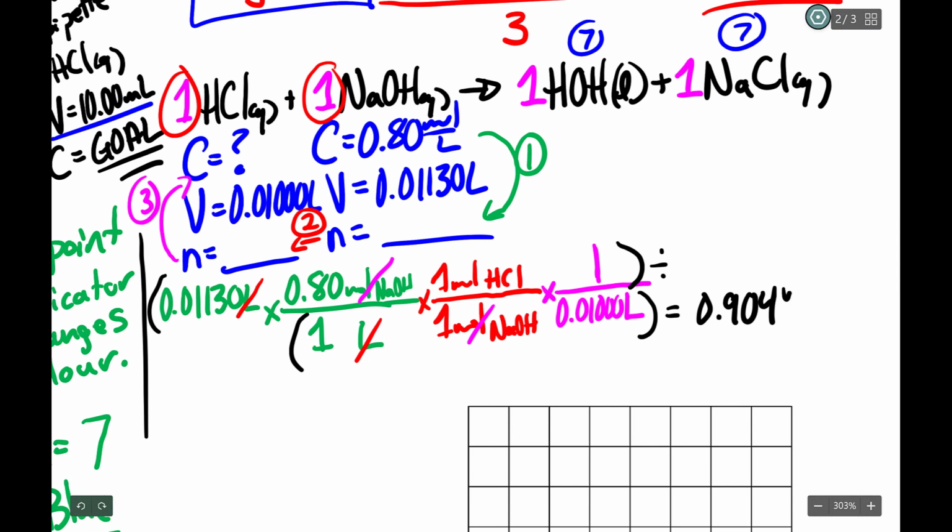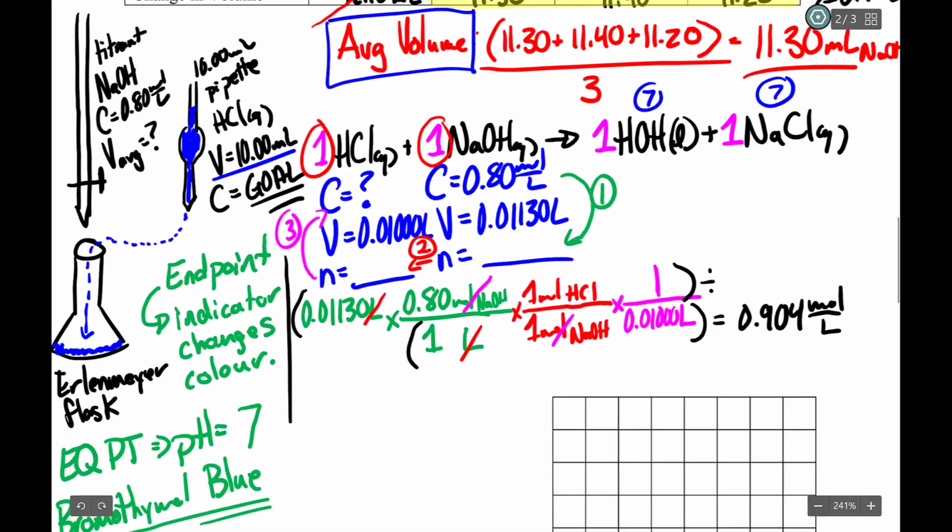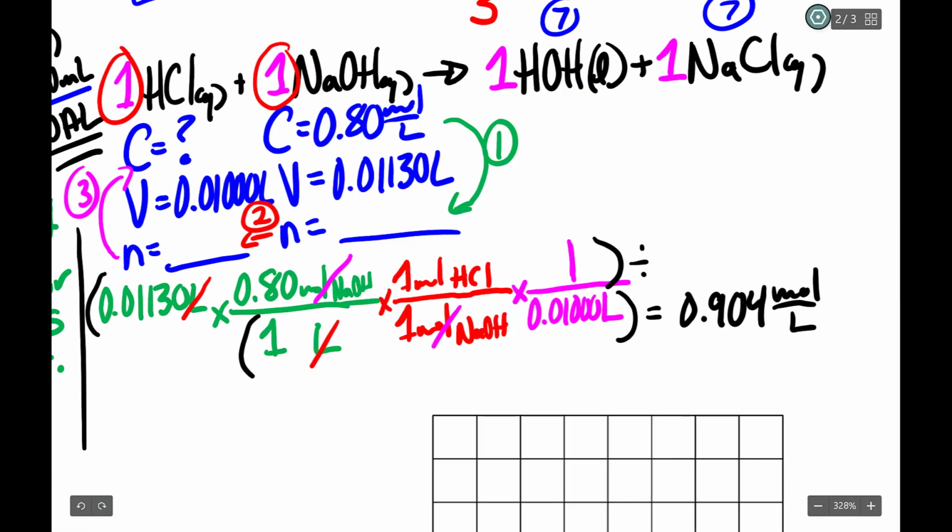0.904 moles per liter. Now, if I look, I need 2 significant digits because of the 0.80 moles per liter. So my final answer would be this. The concentration of HCl is equal to 0.90 moles per liter.